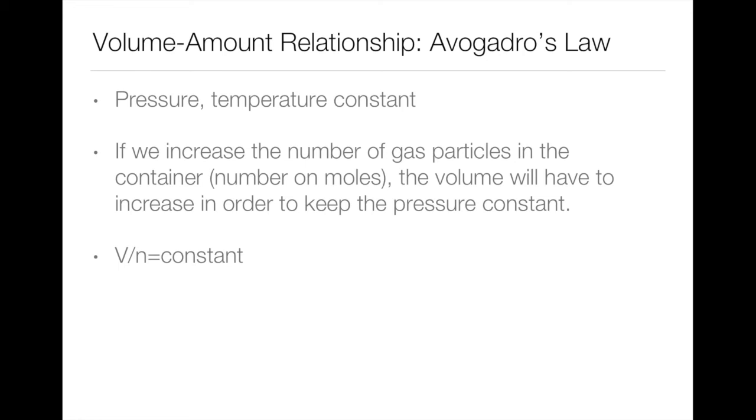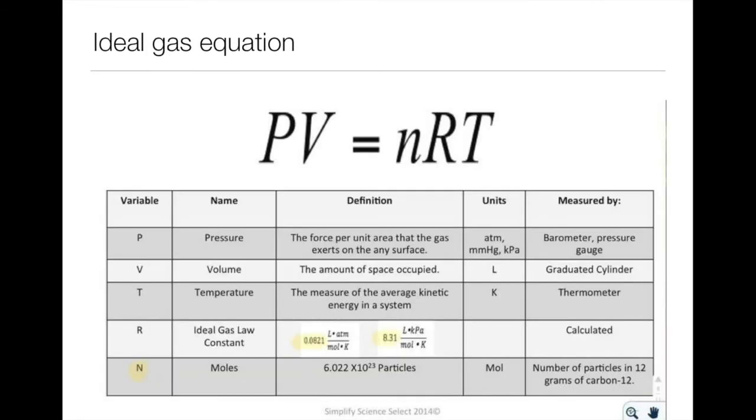This is Avogadro's law, and it looks like that. And last but not least, we've got the ideal gas equation. It has this mathematical form where P is the pressure of the gas in atmospheres, millimeters of mercury, and so on. V is the volume of the gas. N is the number of moles of the gas.